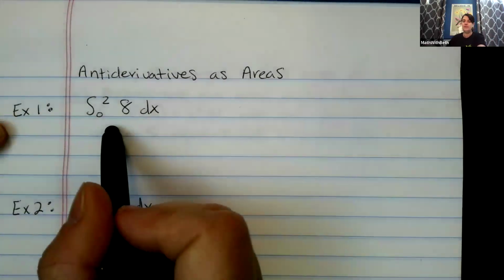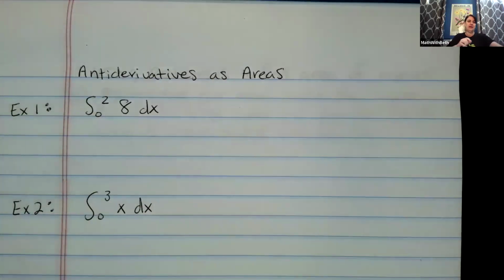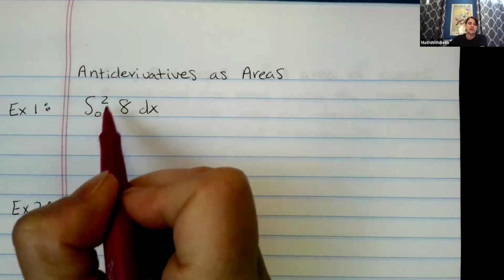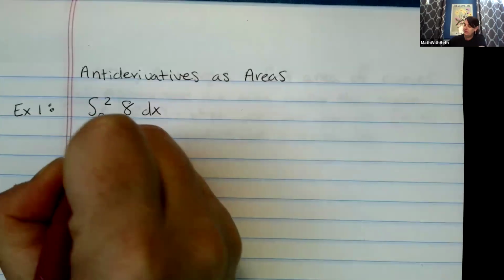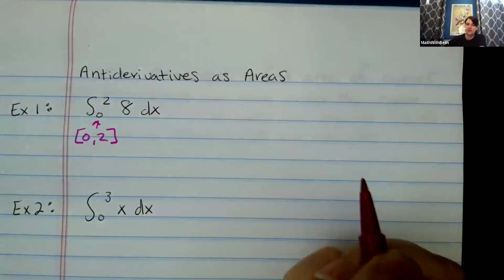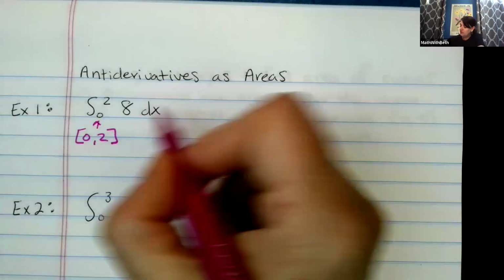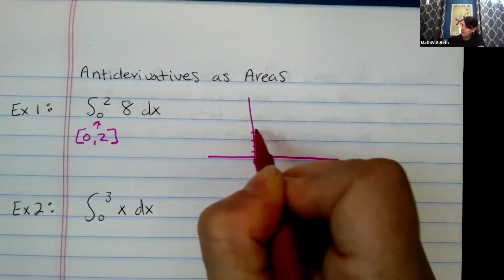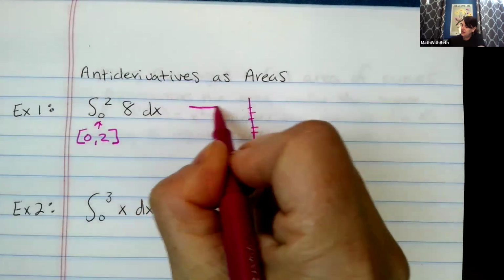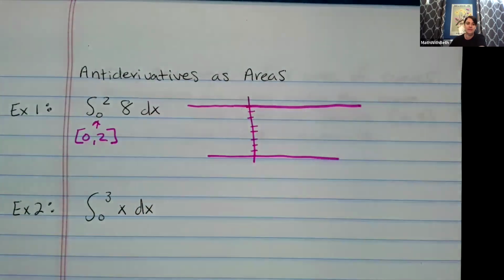So for number one, this is basically saying, can you find the area under the graph y equals 8, but only looking from 0 to 2? So these are the interval that you're looking at. These are the x's. First, the graph y equals 8 is just a horizontal line at 8.